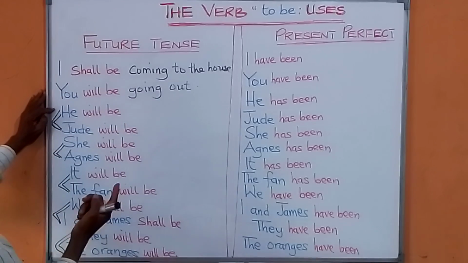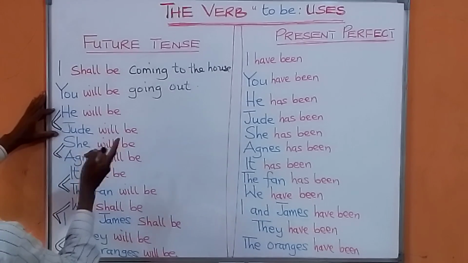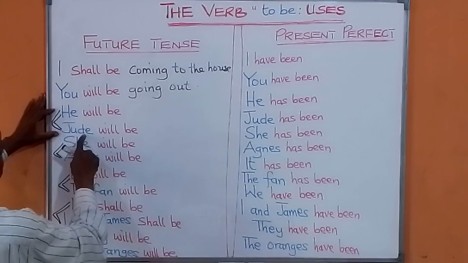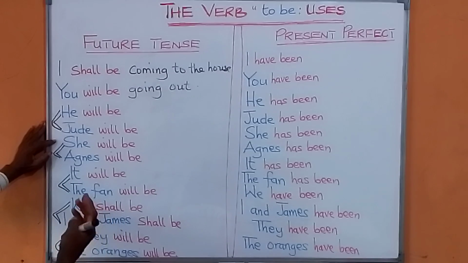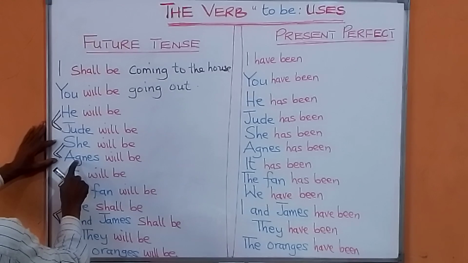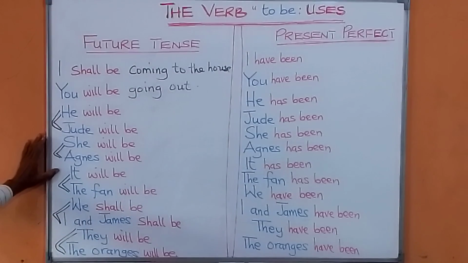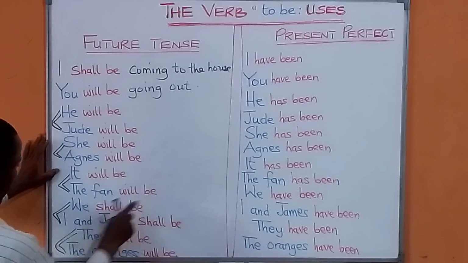He, for a man or a boy, he will be. Let's take Jude to be a boy or a man. Jude will be. She, if you're a woman, a girl, or a lady, she will be. Let's take that girl or woman to be Agnes. Agnes will be. It will be. It can be anything: book, shirt, fan, mobile, fruit, and so on. The fan will be.